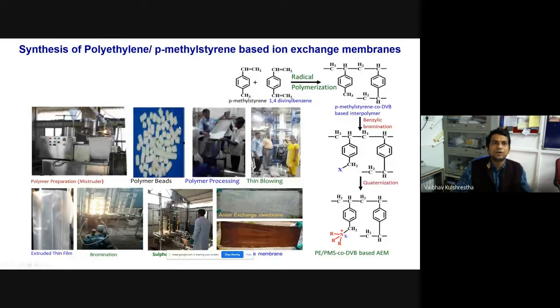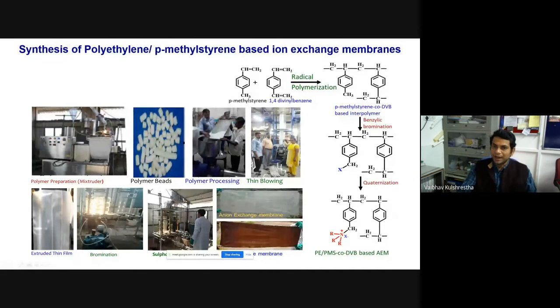It is the synthesis of polyethylene and methylstyrene based ion exchange membrane. Here you can see the chemical structure of polymethylated styrene and divinyl benzene, where we are using radical polymerization in the presence of polyethylene as a base. High density polyethylene and linear low density polyethylene are used. First we prepare the polymer by using polyethylene, styrene and divinyl benzene.